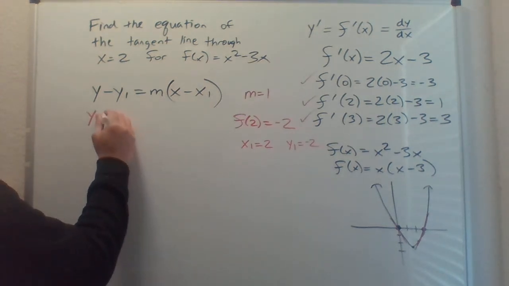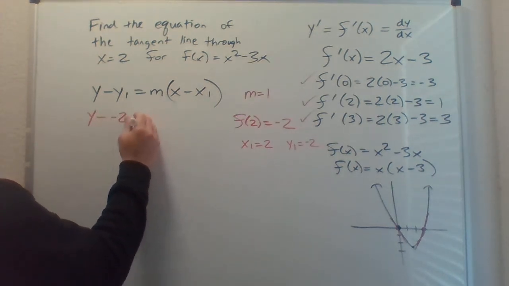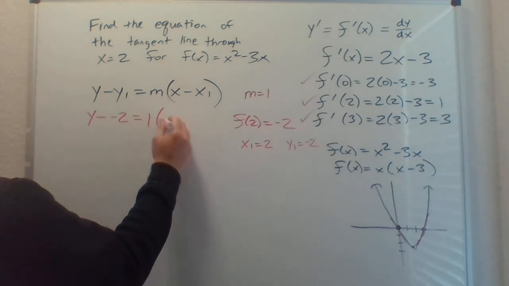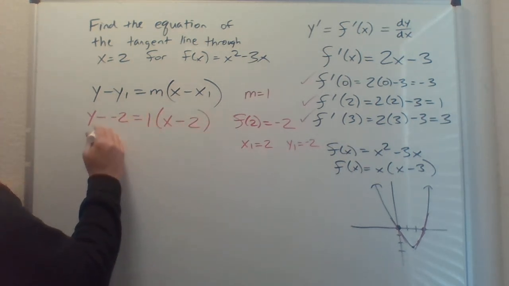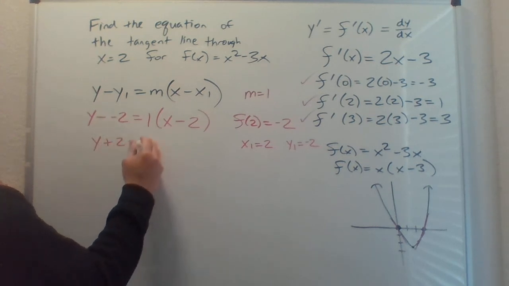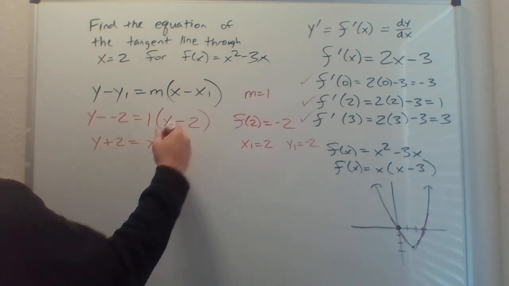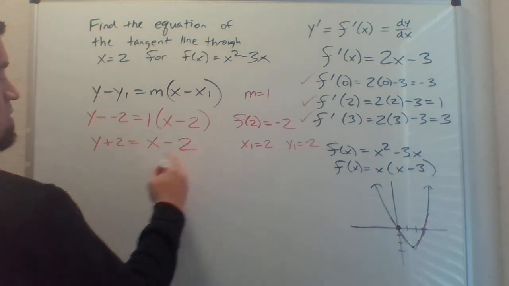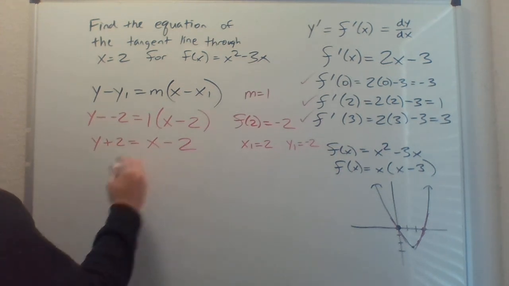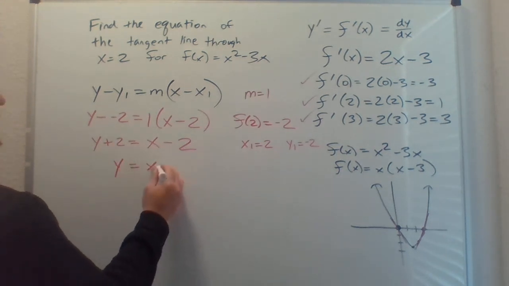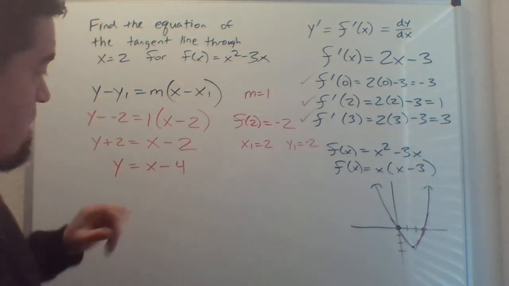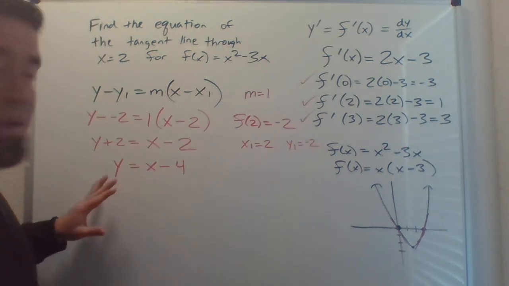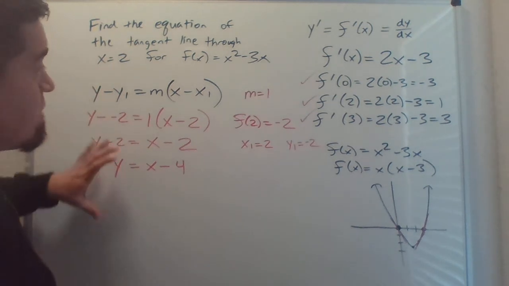So y minus negative 2 equals 1 times x minus 2. Solve this, that turns to plus. 1 times x is x, 1 times negative 2 is negative 2. Subtract 2 from both sides, and then y equals x minus 4, just like our calculator said earlier. Okay, so that's how you do it by hand.